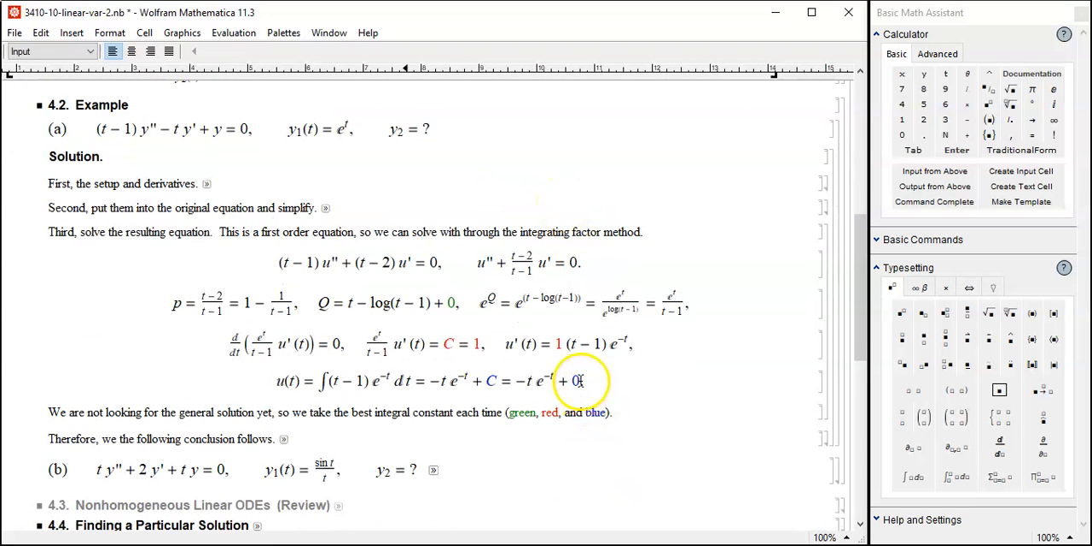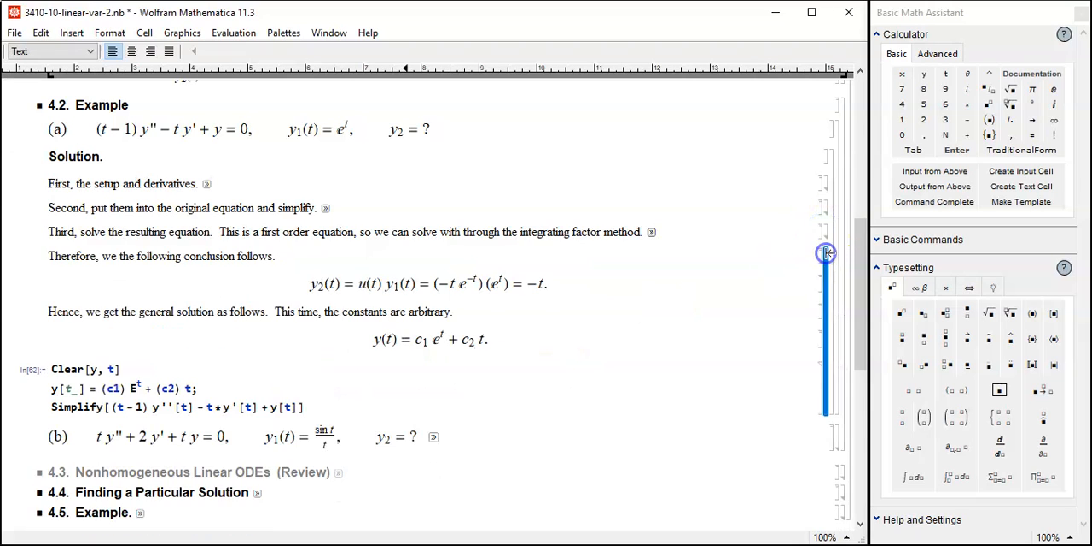So we found u, negative t times e to the negative t. So let's find y2, which is u times y1. And look at this computation, you get negative t. So that's the second solution.